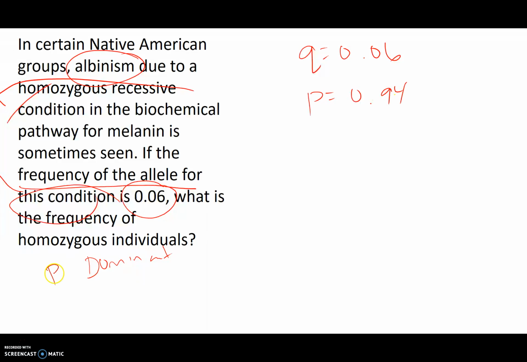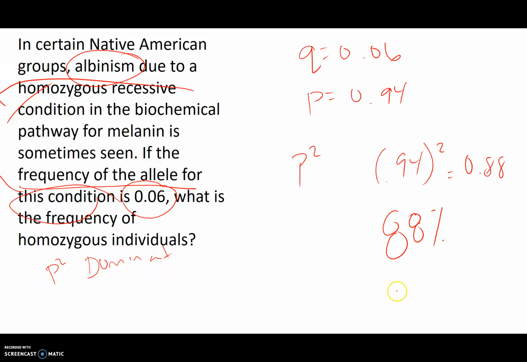Well, homozygous dominant individuals is P squared. So I'm going to do 0.94 squared. And that's equal to 0.88. Now, when you think about the bigger picture, this is saying that 88% of the population is homozygous dominant.